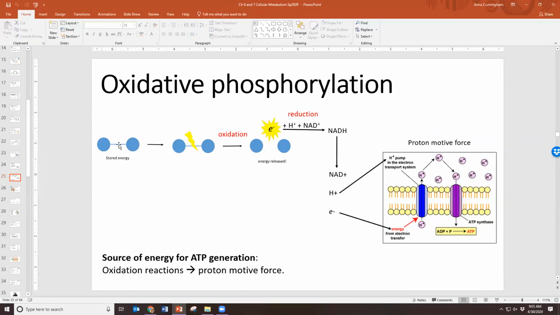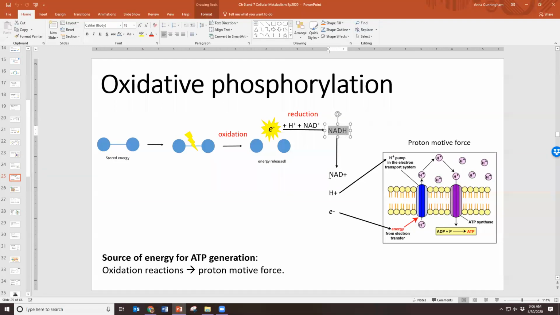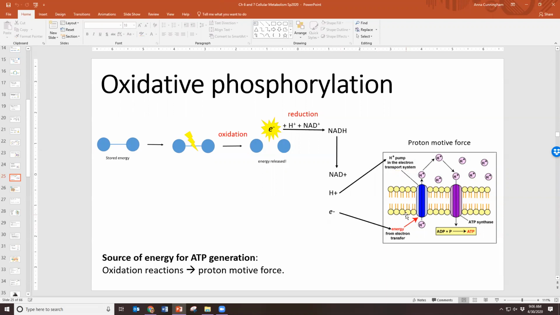So what that means is we had this molecule with a bond. We broke that bond, released electrons, and now NADH is carrying those electrons. It's called an electron carrier. It carries those electrons to an electron transport chain, which requires a membrane. So we see a membrane right here. Once it gets to a membrane, NADH is oxidized, meaning it releases an electron, releases its hydrogen, and it uses the energy from that electron to pump hydrogens to one side of a membrane.